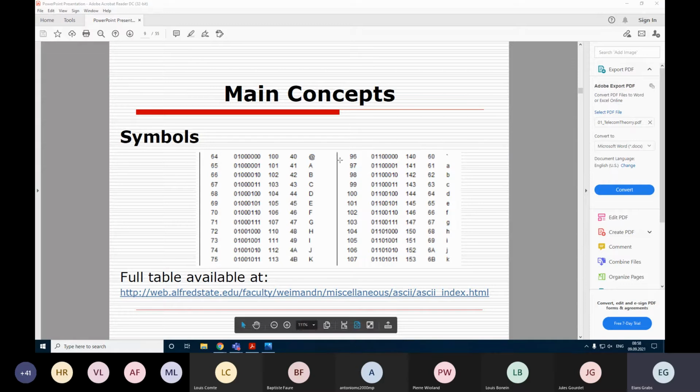Here is an example of the ASCII table symbols. Yes, you can see that for the symbol A, capital A, it was actually this binary code.